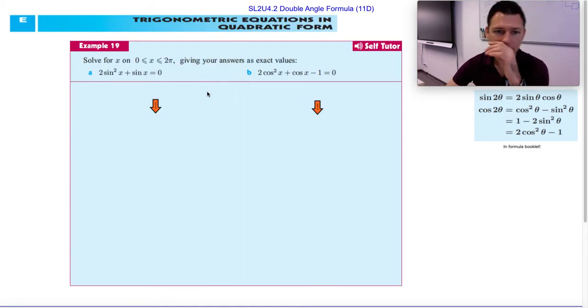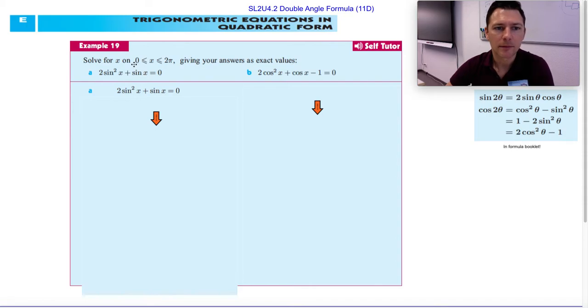Last two. Give it a shot. Either pause me and try it on your own, or walk through with me. You can try this piece. We're trying to solve for x. We're going between 0 and 2 pi inclusive. This inclusive piece is important later on. And so this looks pretty ugly.